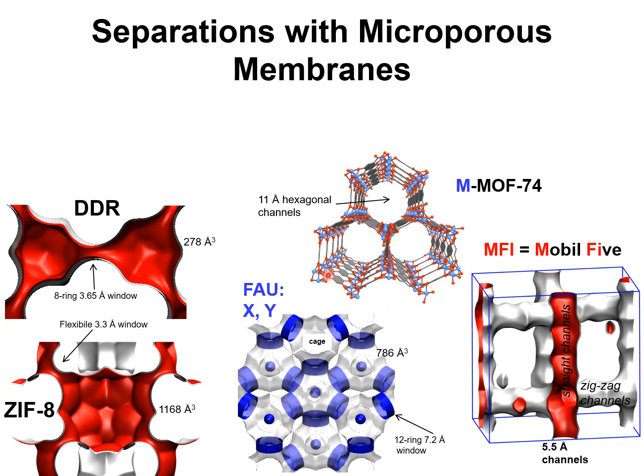Another type of microporous material is X zeolite, Y zeolite. Both have the faujasite or FAU topology. It consists of cages of 786 cubic angstrom separated by 12 ring windows whose aperture is 7.2 angstrom. We could have one-dimensional hexagonal channels of MOF 74, where M could be magnesium, iron, cobalt, nickel, manganese.